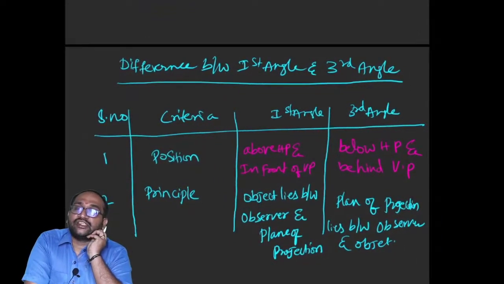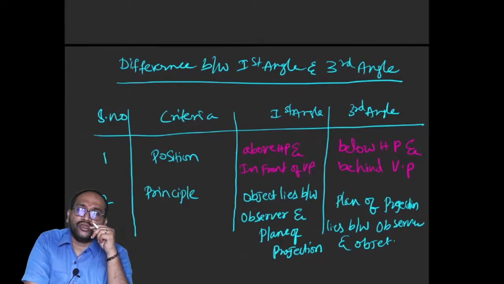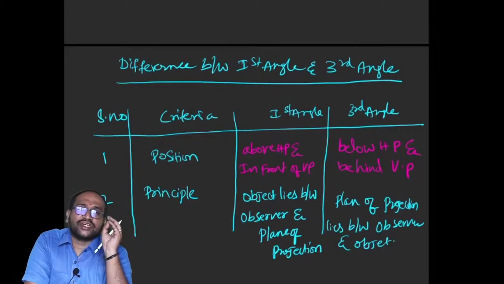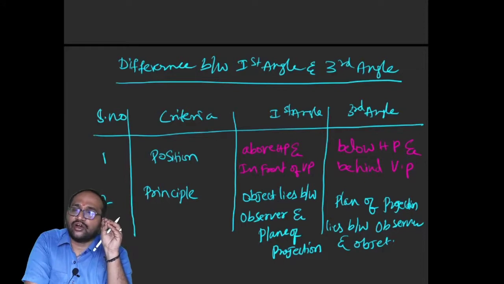First criteria is position. In first angle projection, above HP in front of VP in the observer's point of view. Similarly, for third angle projection, below HP behind VP. And coming to second criteria, principle. In first angle projection, the principle is the object always lies between the observer and the plane of projection. Coming to third angle projection, the plane of projection lies between the observer and the object.